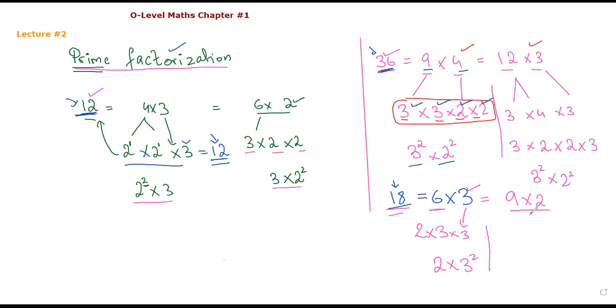Similarly, if you follow this multiplication, 9 is not a prime number, 2 is. But you need to write down 9 as the product of prime factors. So that would be 3 into 3, into 2. So this would be 3 square into 2.